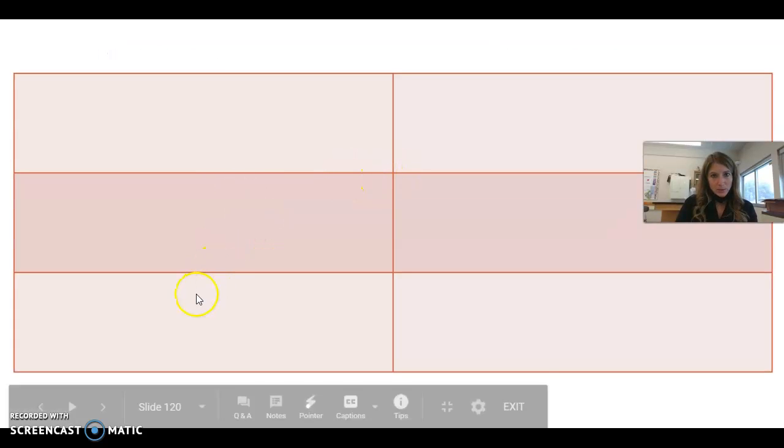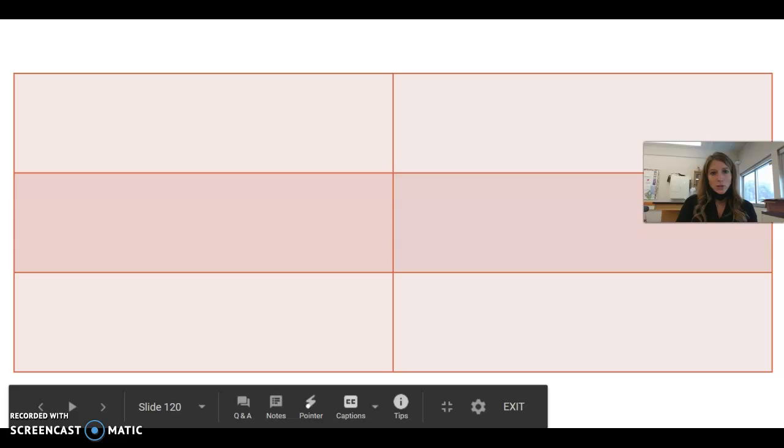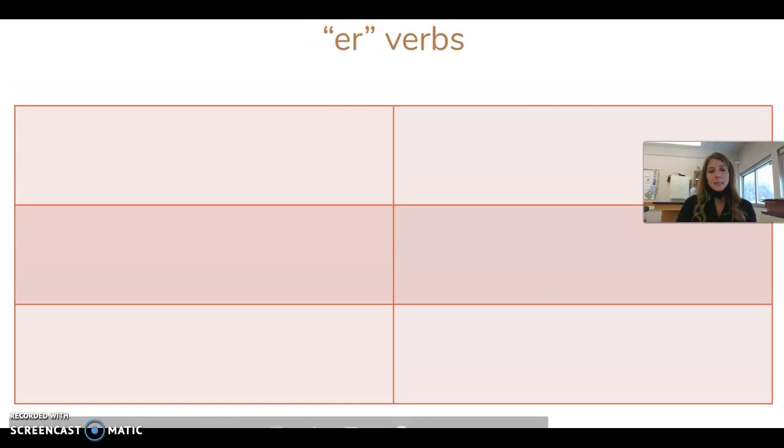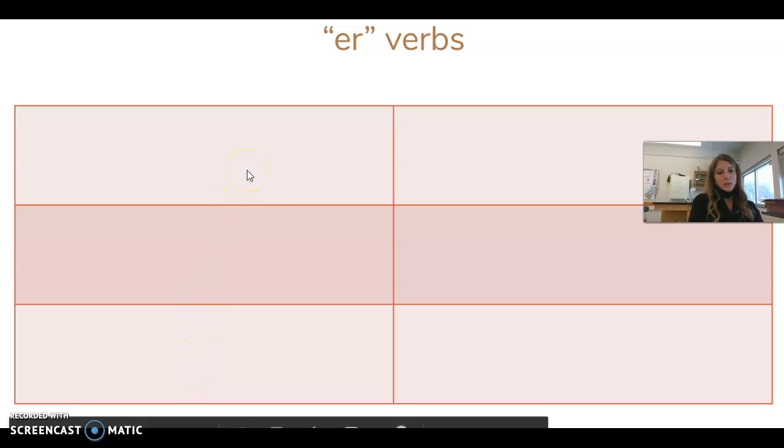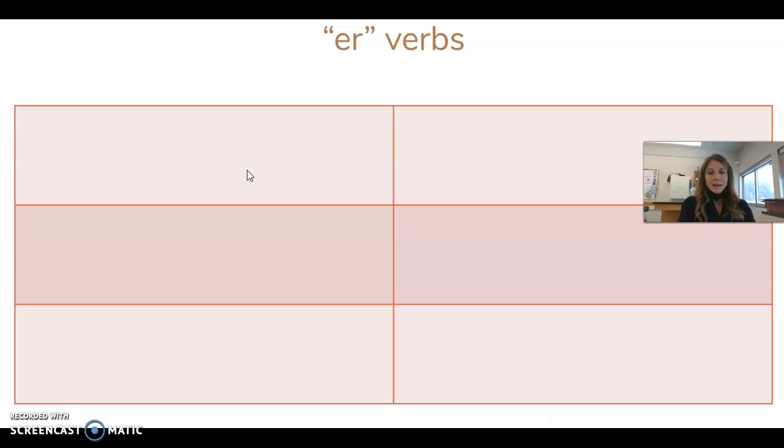Then we talked about how you would switch from AR to ER. So if you have all your AR endings slotted in, o, as, a, amos, áis, an, all you do is switch those A's for E's. O, es, e, emos, éis, en. And I'll try to type this up separately and send it to you.